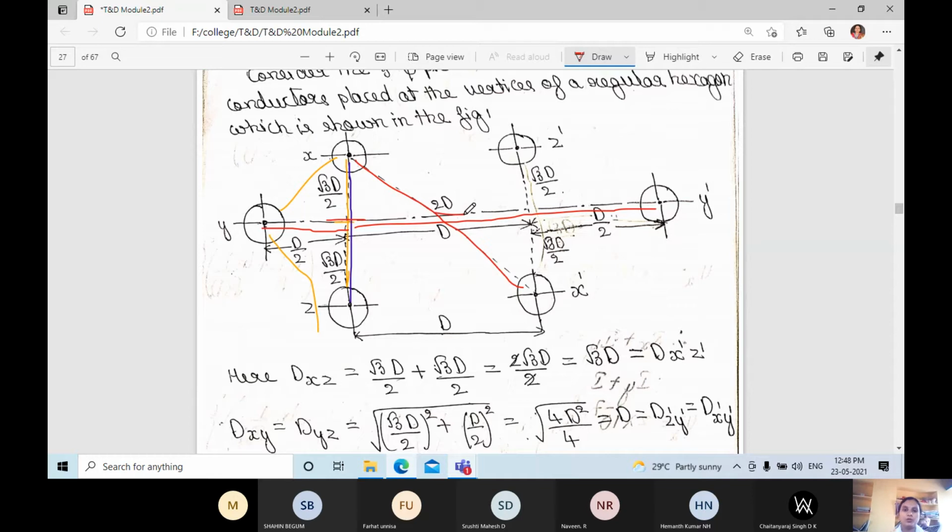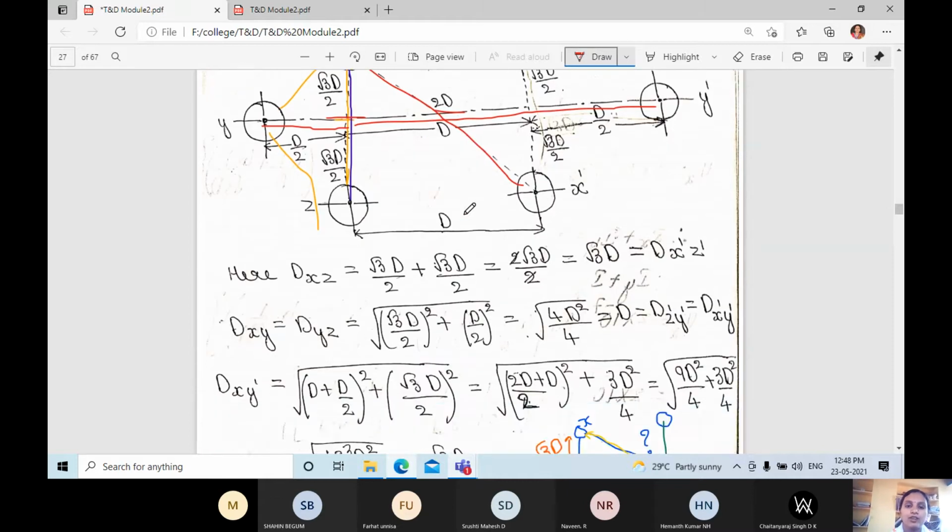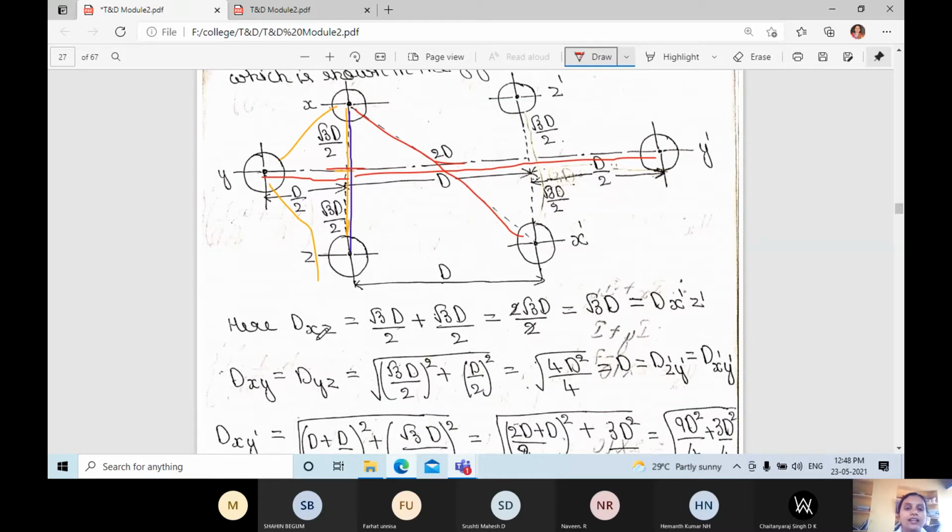You need to remember and practice this more, because you will get confused with the distance between the conductors. Here dxz, the distance between x and z, is 2 times square root of 3d divided by 2. So the 2 gets cancelled, and square root of 3d is the distance between x and z. It is a similar distance for x dash and z dash.